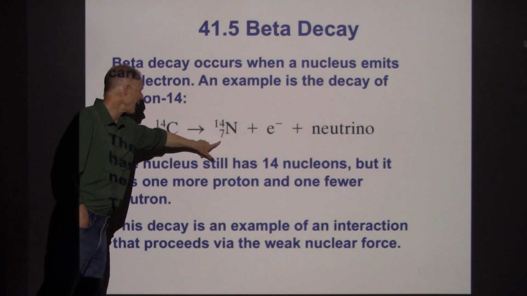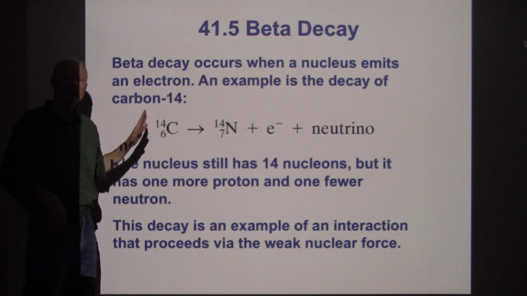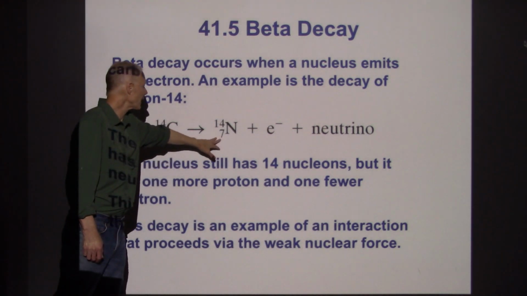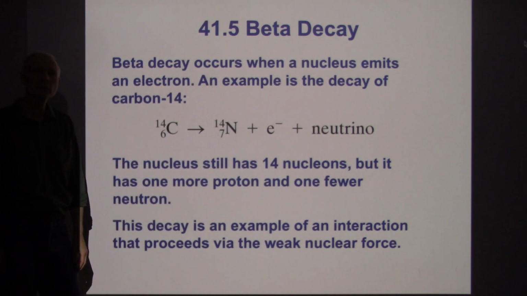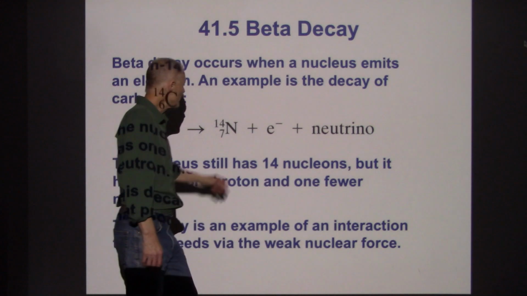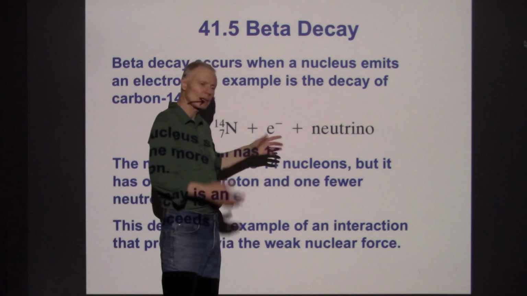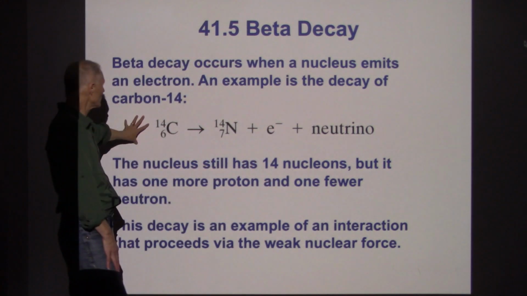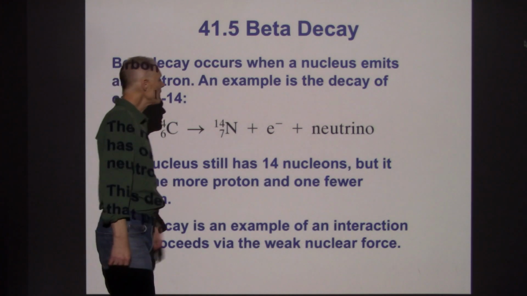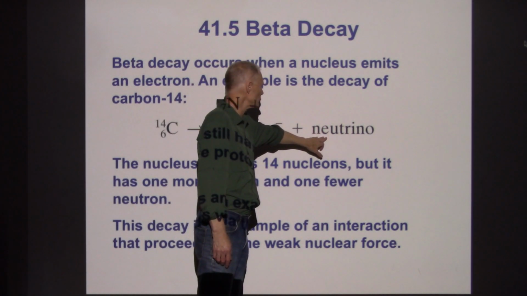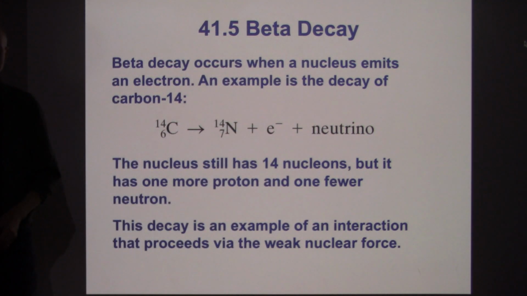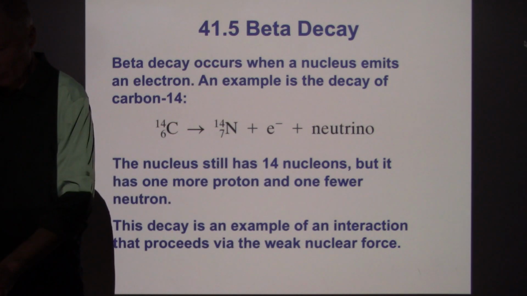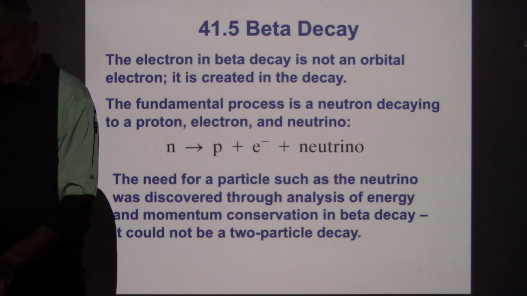Now how did that happen? Carbon only had 6 protons, and apparently an additional proton has somehow been created. We've got to find out how that happened. And then in addition, there's an electron here. Where did that come from? Is that one of the original electrons from the carbon? And then a particle that we've hinted at several times during the semester, that we're finally going to get a closer look at, and those are neutrinos. So let's take a look and see what beta decay involves.